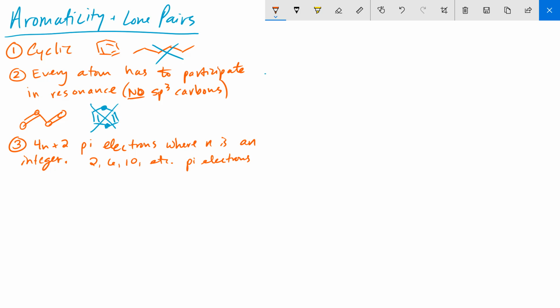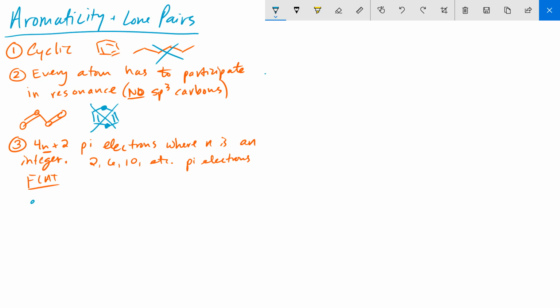And where these numbers are coming from is that we plug in different integers for n. So if n is 0, you get 2. If n is 1, you have 6. So if your molecule has 6 pi electrons or 10 pi electrons, and it meets the first two criteria, then it's going to be aromatic. Lastly, and kind of as a side note, the molecule also has to be flat. Most compounds that meet the first two rules are going to be flat, so you don't typically have to worry about that criteria, but sometimes you do, so just throw it in there as a note.